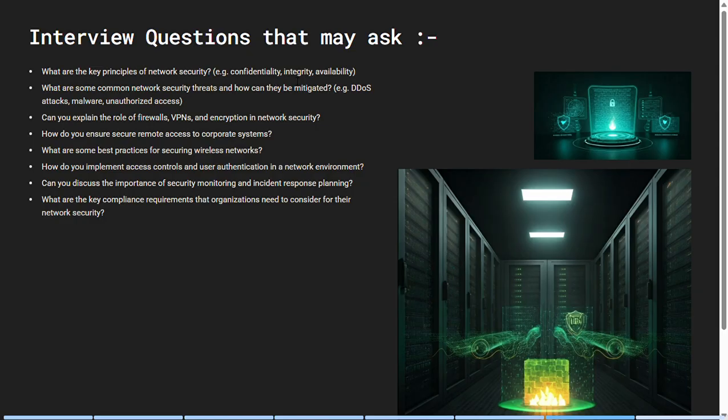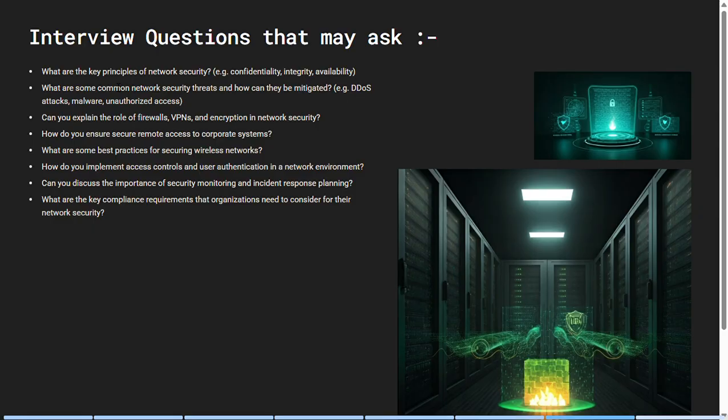Integrity ensures data is accurate and unchanged. Uses hashing and digital signatures. Availability ensures systems are up and running when needed. Protected using redundancy, load balancing, DDoS protection. Some other key principles of network security can be authentication and authorization, which verifies users' identities and grants access based on rules. Next, non-repudiation ensures a sender cannot deny sending a message, achieved through digital signatures.